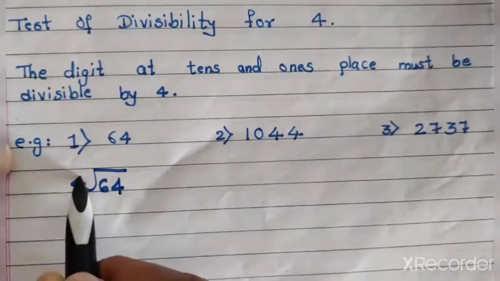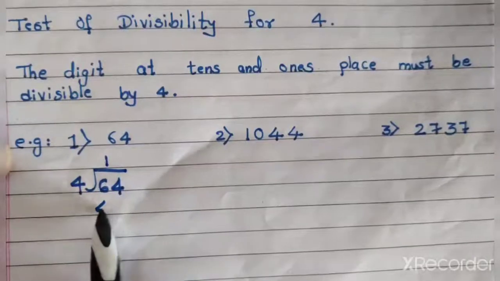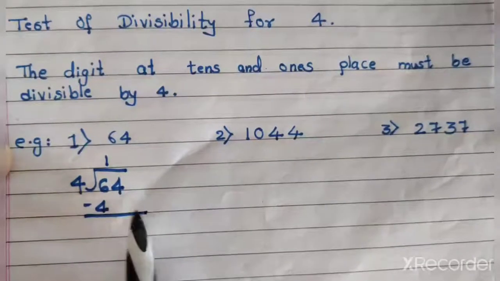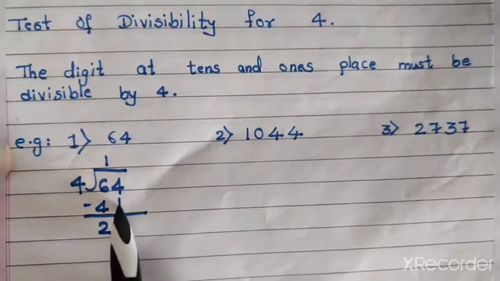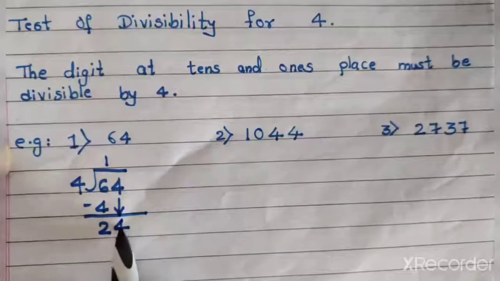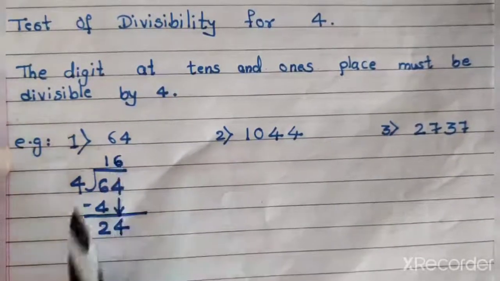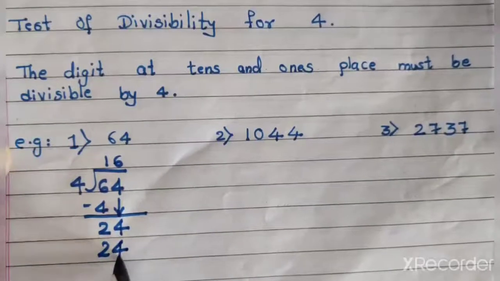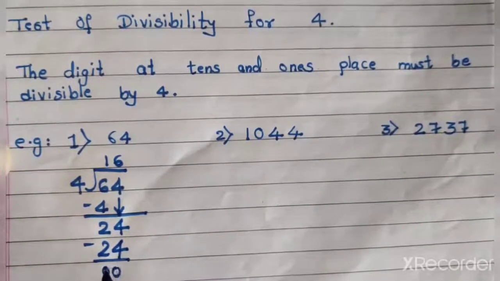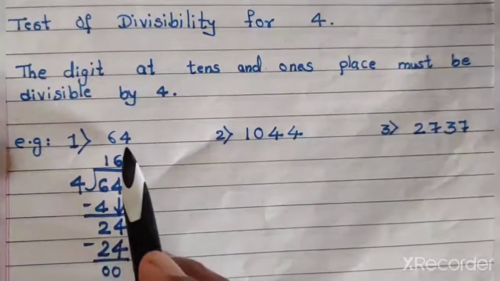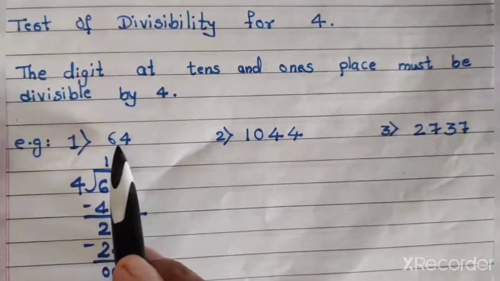64 divided by 4. Let us see. 4 ones are 4. Do the subtraction. It will be 2 left and 4 will come down. 4 6s are 24. We can see that 16 fours are 64. So yes, it is divisible by 4.